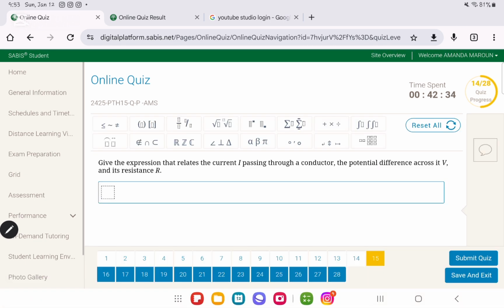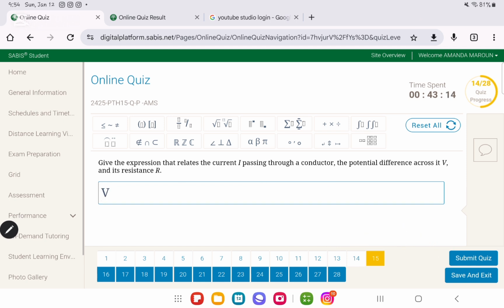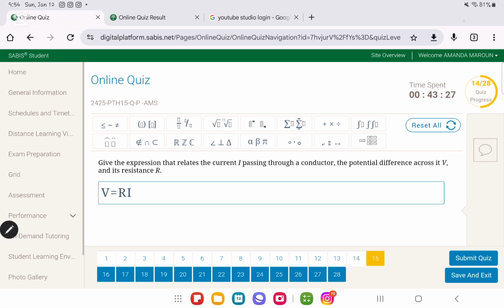Question number 15. Give the expression that relates the current I passing through a conductor, the potential difference across it, V, and its resistance R. So here you can write it in whatever way you want. You can write that R is equal to V over I, or V is equal to R times I, or I is equal to V over R. Whichever way you want to write it, you can write it. So simply I'm going to write V is equal to RI. Not necessarily to put the times. Just a simple V equals RI is correct, or I equals V over R, or R equals V over I.